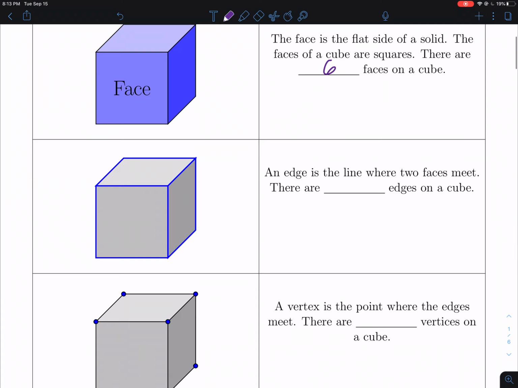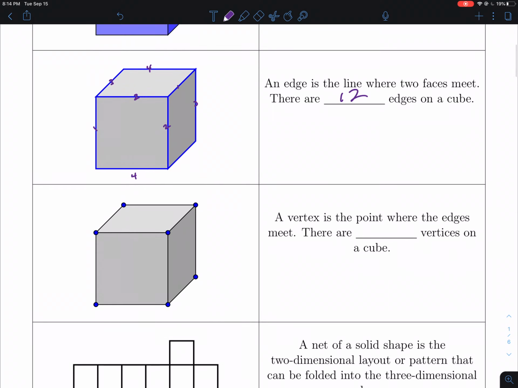The edges are the lines where two faces actually meet. If we count all these up, and remember there are ones we can't see, there are four edges across the top. Then there's another four along the bottom. We just can't see two of them. And then we've got four that go up and down around the side of the cube. So it turns out that there are 4 times 3, or 12, edges on our cube.